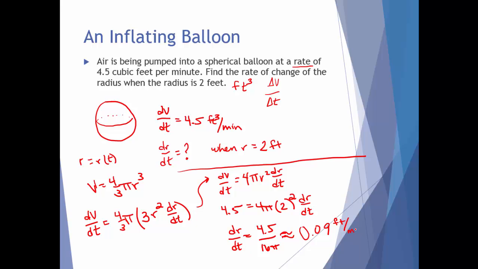So that's 0.09 feet per minute. That's the rate at which the radius is growing. Now think about it for a minute. How did I know it was growing? What sign is my derivative? My derivative is positive. So that means the radius is increasing at a rate of 0.09 feet per minute.